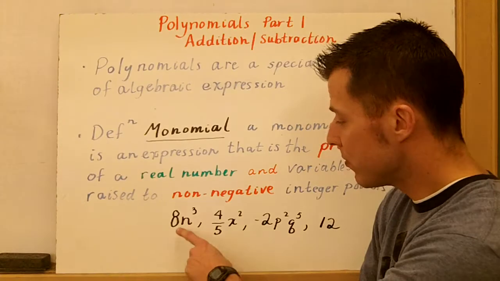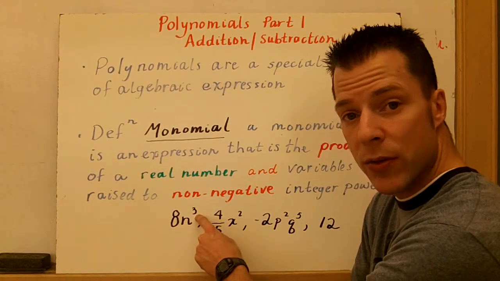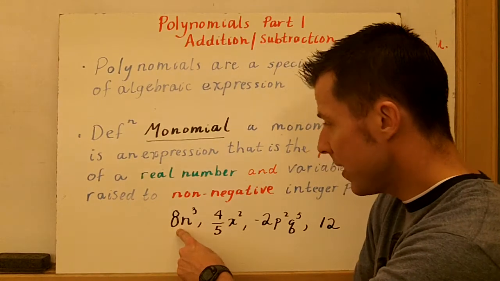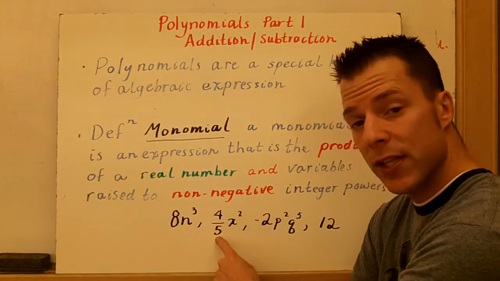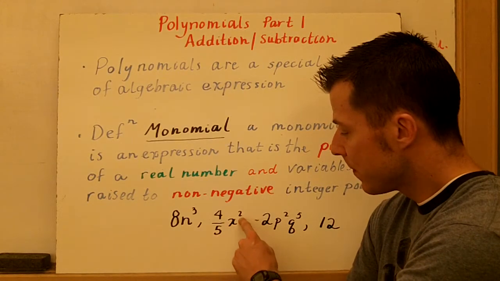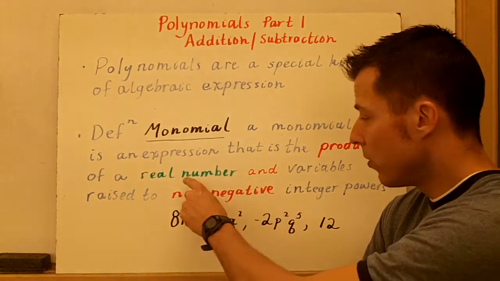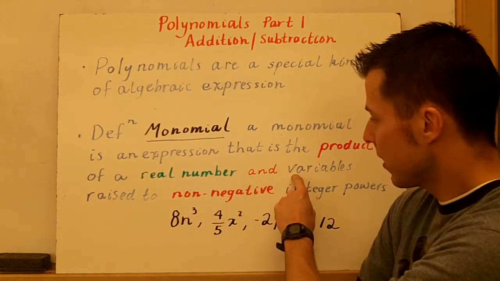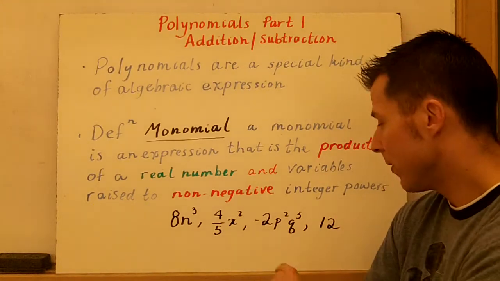So here's some examples. We have 8n cubed. There's your real number. There's your variable being raised to a non-negative power, and it's multiplied. So it matches the definition. Again, 4/5, that's a real number, multiplied by x, and x is to the power of 2, so that matches. Real number and a variable, they're being multiplied, raised to a non-negative integer power.